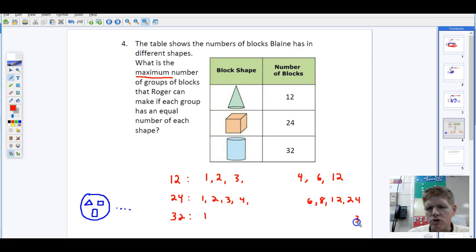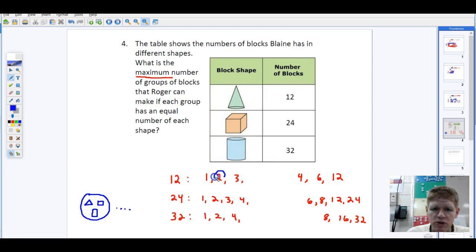1 and 32 are factors of 32. 2 and 16, because 2 times 16 gives us 32. 3 does not go into 32, so we won't worry about that. 4 does go into 32. 4 times what? 8. 4 times 8 gives us 32. 5 does not give us 32. Nothing times 6 gives us 32. Nothing times 7 gives us 32, so that's it. These are all of our factors.